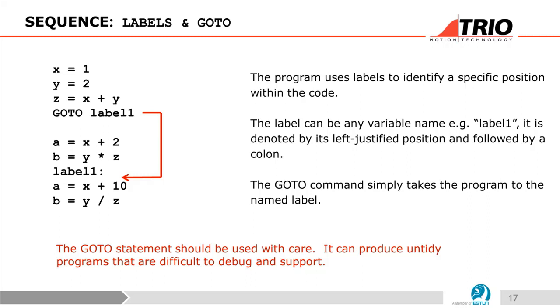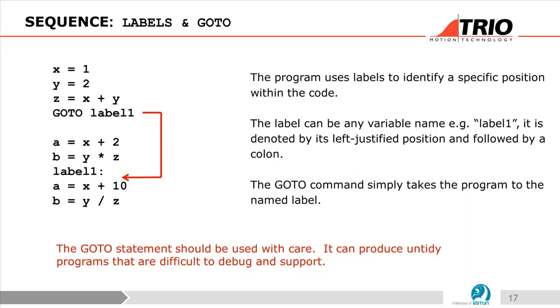Okay, so it uses a label to identify a specific position in the code. Let's say, for example, you put datum and then you put a semicolon. Then at the next code you say, okay, now go to datum. So it will execute that particular datum command. That particular block, we call it a subroutine, right? So the go to command simply takes the program to the named label. Alright.